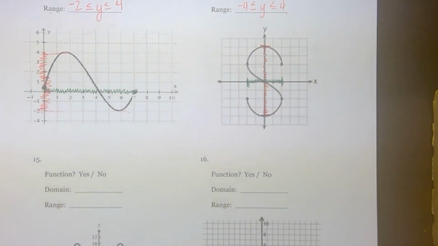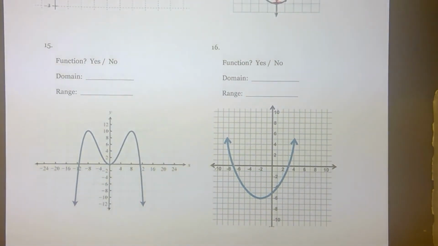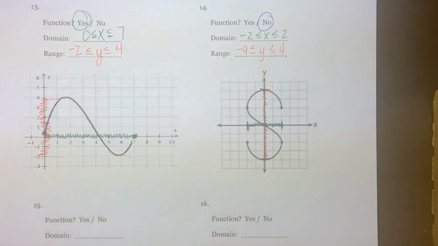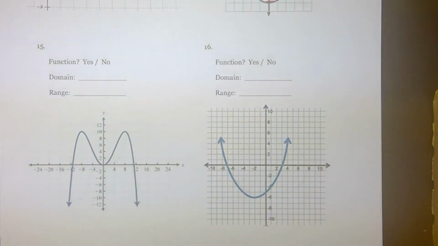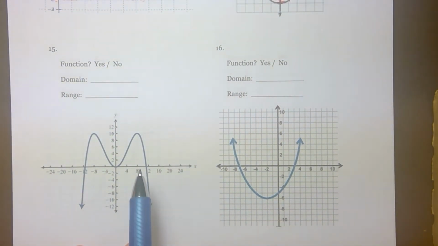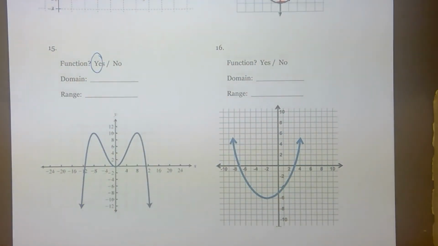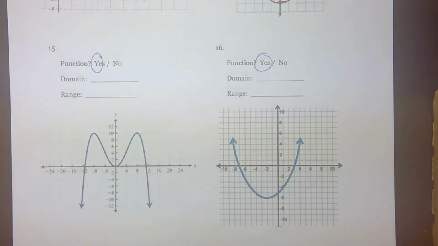Okay, so let's look at number 15 and 16. Note the difference between the ones we just did. They ended in filled in circles, but on 15 and 16, they end with arrows. Those arrows mean that it just keeps going forever and ever. So the first thing we're going to do is check our vertical line test to check for 15 and 16 whether or not they are functions. Well, 15 passes my vertical line test. It is a function. 16 passes my vertical line test. It is also a function.